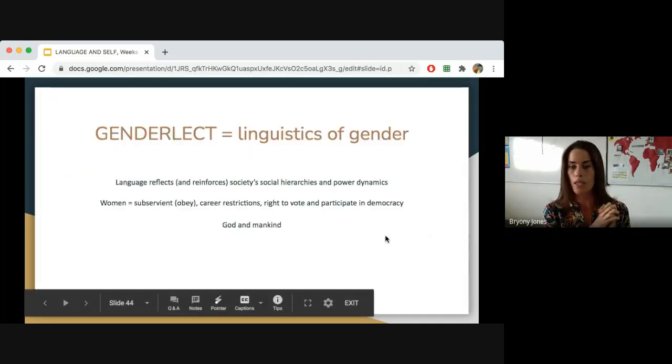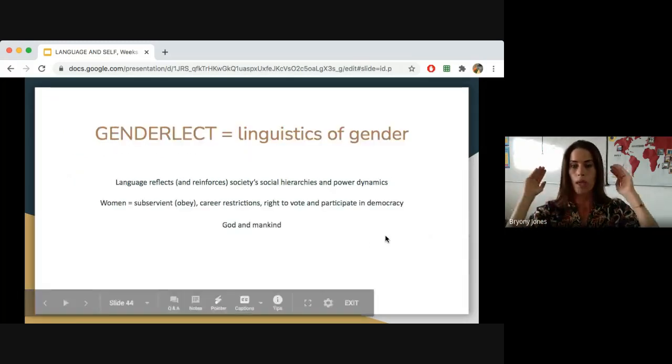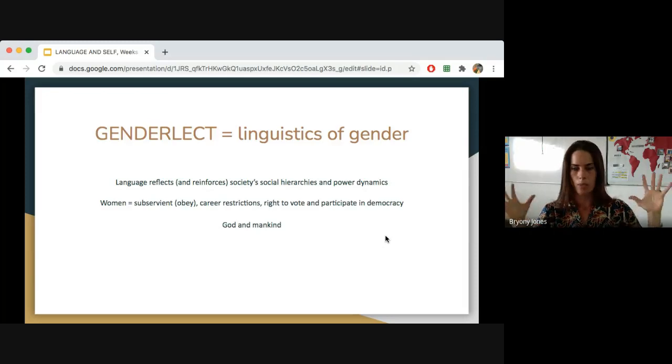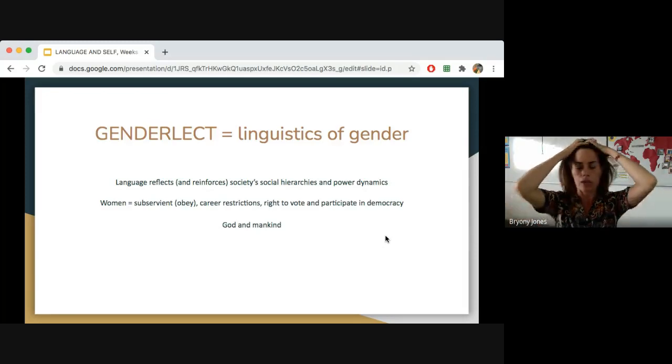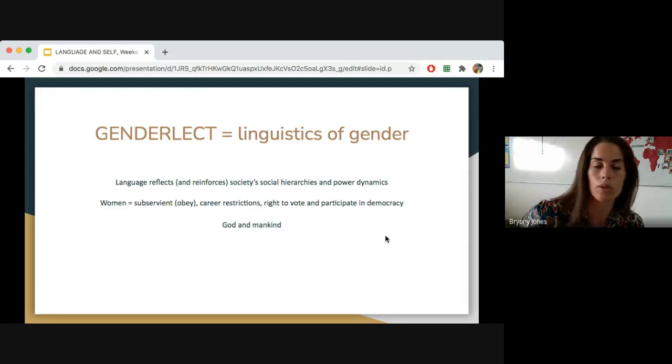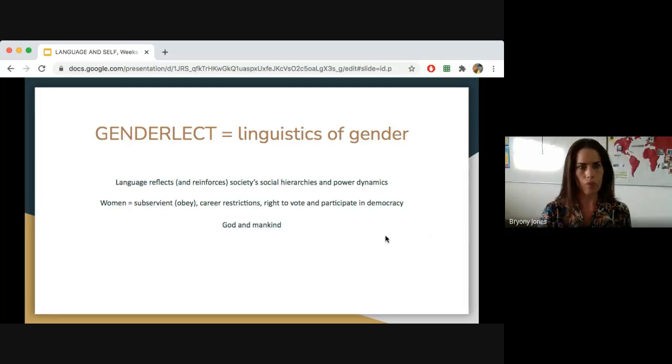Now we're gonna switch to looking at gender. So Genderlect, linguistics of gender, that's it. That's why they put these two words together. Genderlect is a way of understanding the way genders use language, okay? So here's this idea that language reflects and reinforces society's social hierarchies and power dynamics. You can write that down.